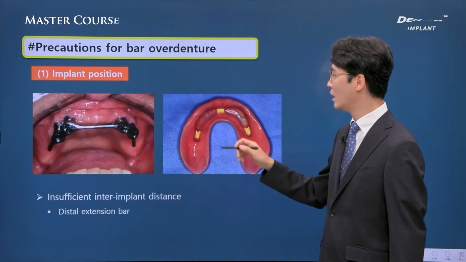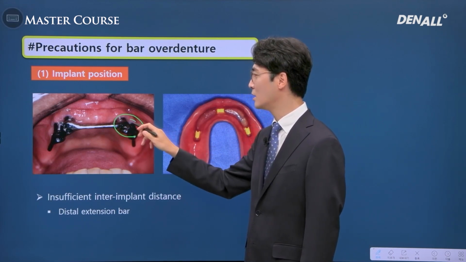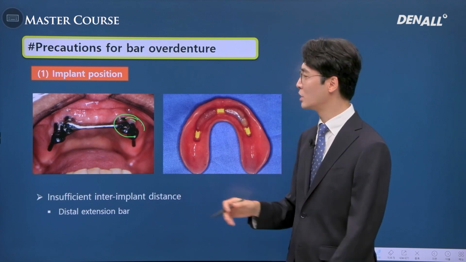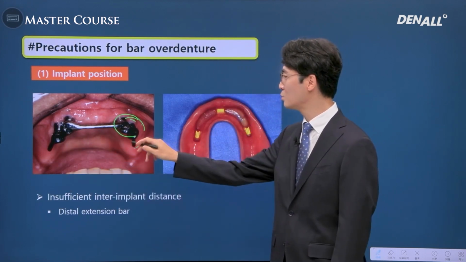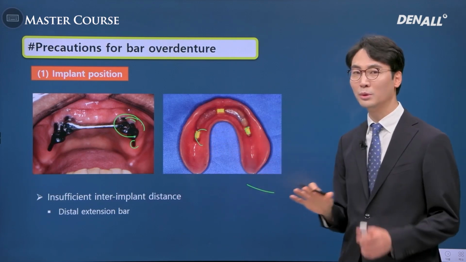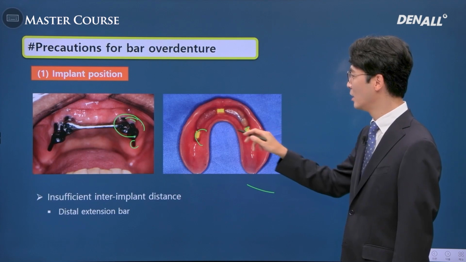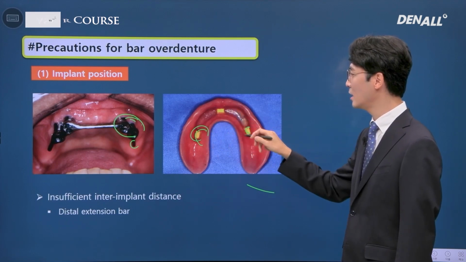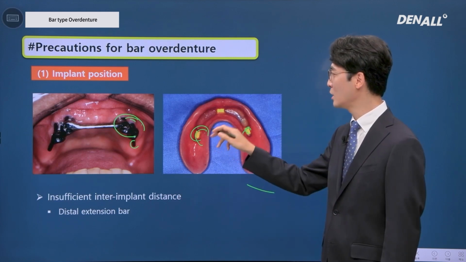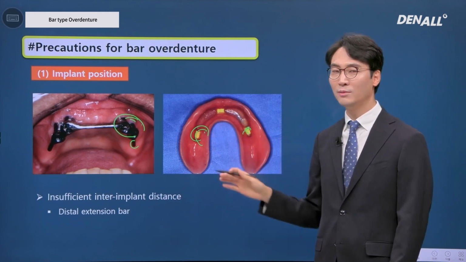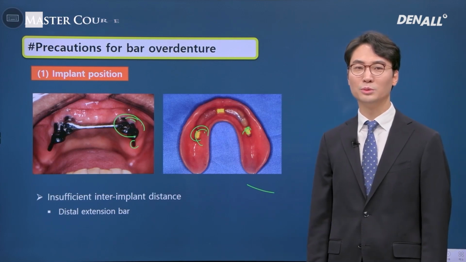Also, you can provide sufficient distance. If multiple implants have been placed and if the inter-implant distance is less, then you can also utilize a distal extension bar and position a clip here. If you do this, the 3 clips allow different directions of movement. So, if you use 3 clips here, it serves like a fixed complete denture.